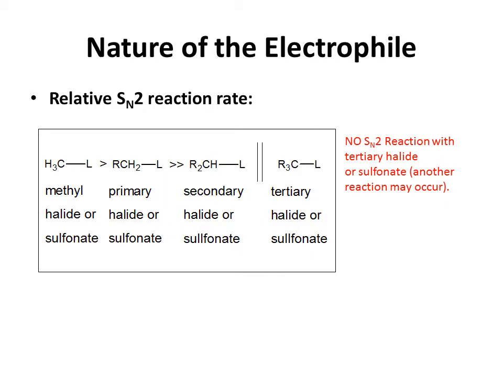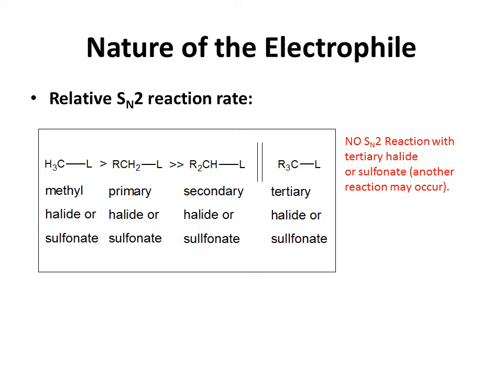So what is the nature of this electrophile, that sp3 hybridized carbon with a partial positive charge attached to the leaving group? Let's take a look at the relative SN2 reaction rates. The methyl halide or sulfonate reacts the fastest. It's the least sterically hindered, so when a nucleophile comes in to displace the leaving group, the reaction occurs in seconds if you're working in molar concentration. That's faster than the primary halide or sulfonate, which will react in minutes.